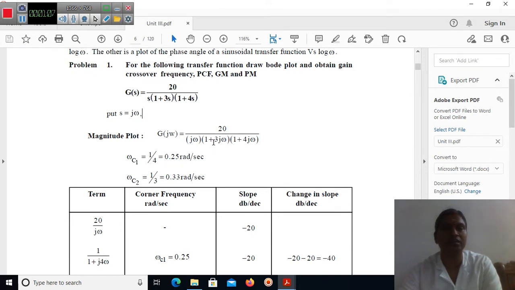Here the first corner frequency is from the 4; the coefficient of j omega is T, so we can consider this 4 as T. So we can find omega c1, which is 1 by 4, equal to 0.25 radian per second. The second corner frequency, from the second term, omega c2, is equal to 1 by 3, which is equal to 0.33 radian per second.